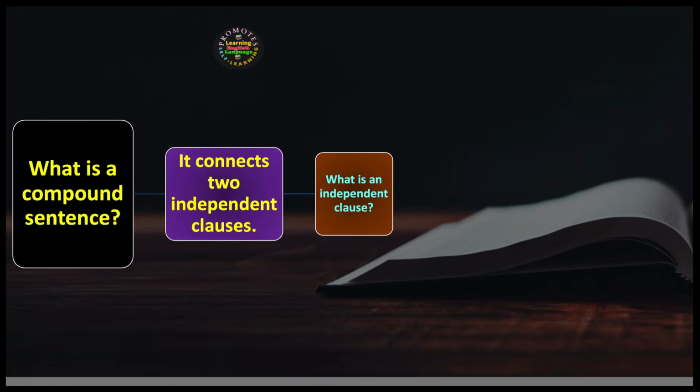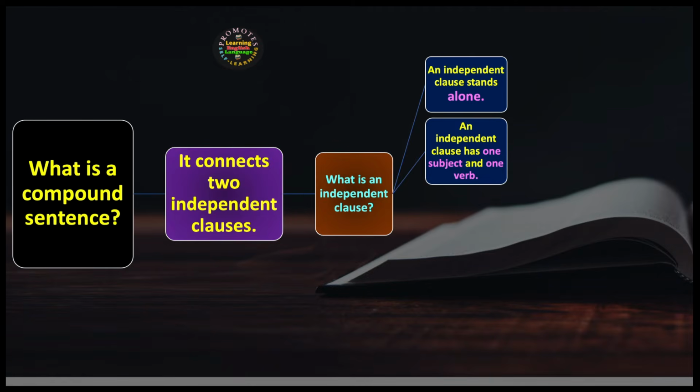Let's discuss something about this. An independent clause stands alone. Like a simple sentence, it stands alone. It gives you a complete meaning. An independent clause has one subject and one verb. Like a simple sentence, it must contain one subject and one verb.